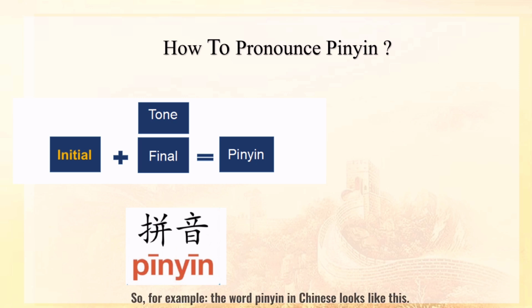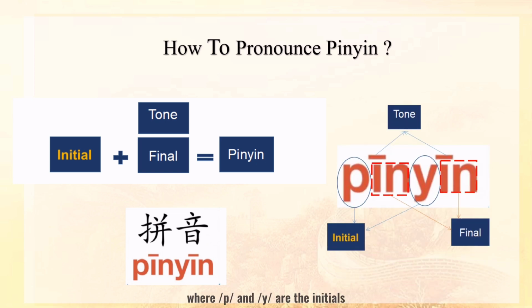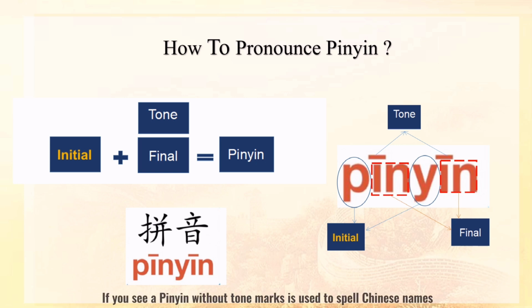So for example, the word pinyin in Chinese looks like this, and the full pinyin spelling is under them, where p and y are the initials. In is the final for both characters. Lastly, we place a tone on both of them. In this case, they both have a first high tone. By the way, if you see a pinyin without tone marks, it's used to spell Chinese names and words in languages written with the Latin alphabet, and also in certain computer input methods to enter Chinese characters.